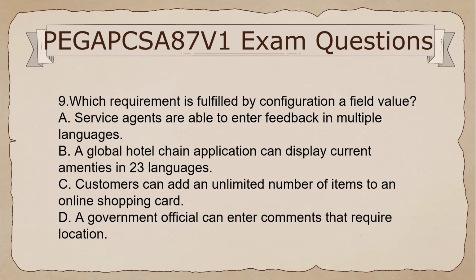9. Which requirement is fulfilled by configuration of field value? A. Service agents are able to enter feedback in multiple languages. B. A global hotel chain application can display current amenities in 23 languages. C. Customers can add an unlimited number of items to an online shopping cart. D. A government official can enter comments that require location.